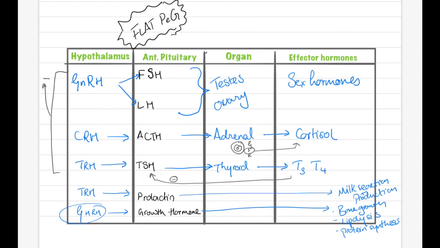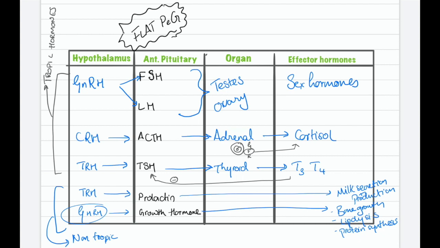The first three are known as tropic hormones because they act on a specific endocrine organ to produce the hormones, whereas the last two, prolactin and growth hormone secretions, are non-tropic hormones because they don't necessarily act on a specific organ. It causes direct stimulation to the cells. Growth hormone also has a tropic function when it acts on the liver to produce insulin-like growth factor.